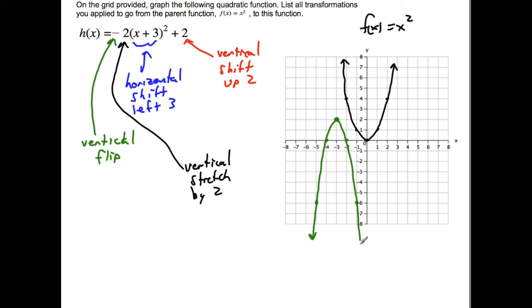And there's my parabola. You can see that it's been shifted. The vertex has been shifted. We've flipped it, so it's facing down now. And you can see that it's a little bit skinnier than the parent function because it's been stretched.